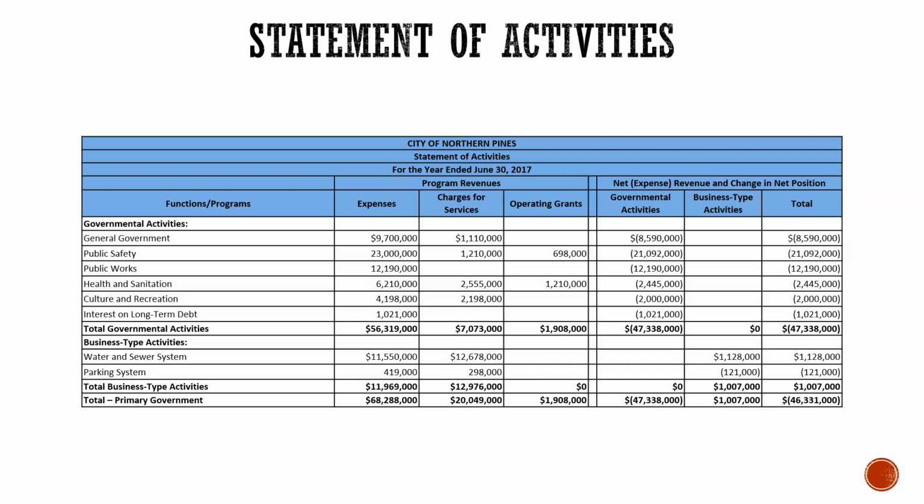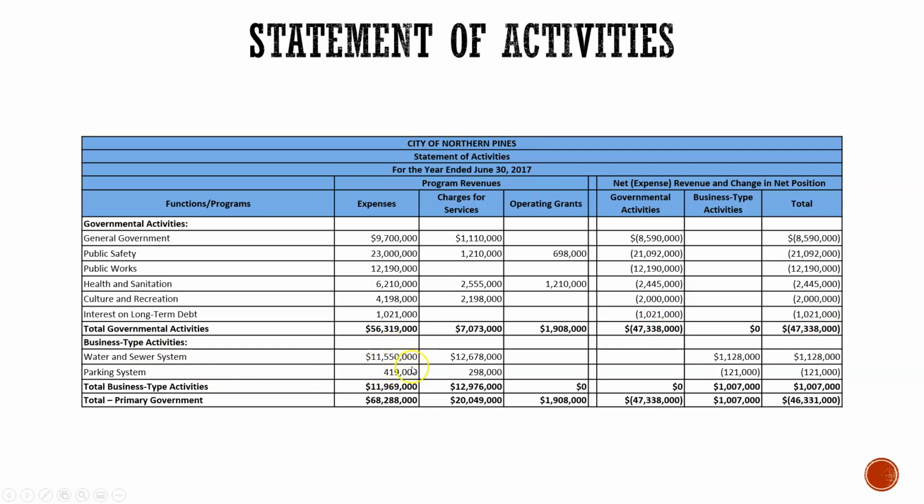So we can see that we filled in all our expenses, all our charges for services, any operating grants that we had. So those are our two types of program revenues, right? Charges for services and operating grants, we know that. And then we can see we have a total governmental activities expense or cost of $47,338,000. Okay. Now we moved on to the business type activities.